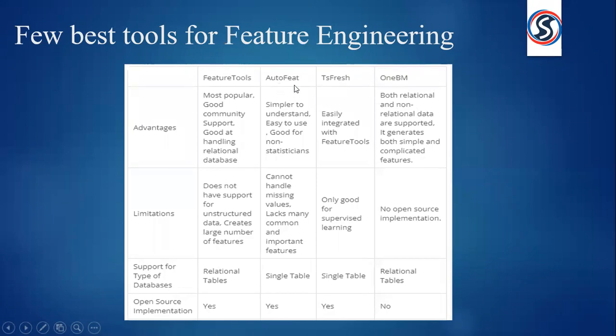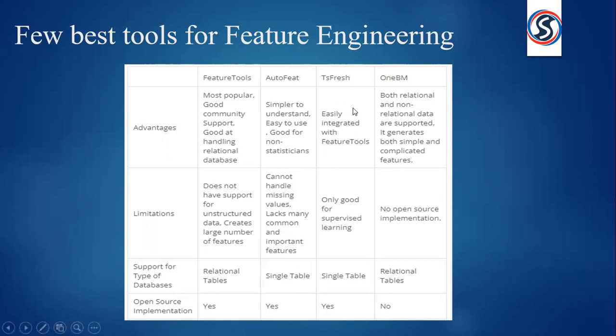Then we have AutoFeat. What does the AutoFeat feature engineering tool do? It is simpler to understand, easy to use, and good for non-statisticians as well. But one problem with AutoFeat is that it can handle only a single table. When I have a lot of tables together, that is relational tables, it will not be able to handle them. It cannot handle missing values, and it lacks many common and important features as well.